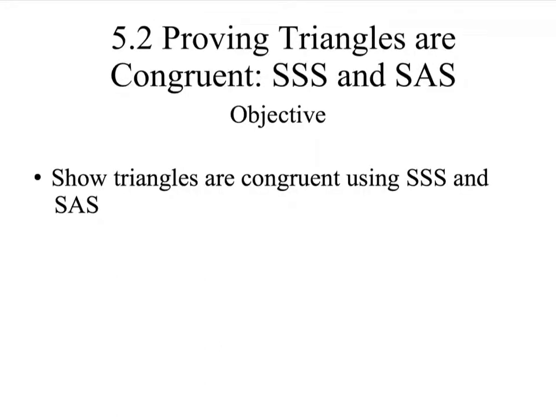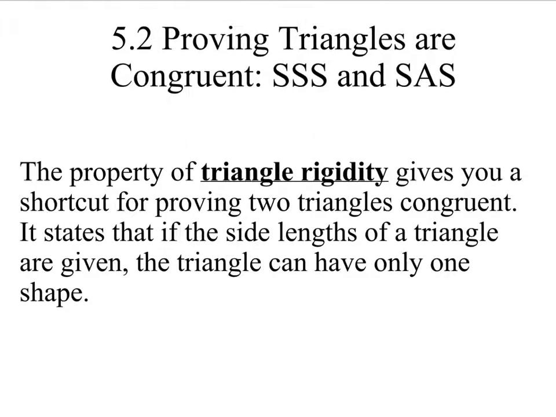We're going to be showing triangles are congruent using the SSS and SAS theorems. You do not have to write this down: the property of triangle rigidity gives you a shortcut for proving two triangles are congruent. It states that if the side lengths of a triangle are given, the triangle can have only one shape. That is just triangle rigidity. You won't be tested on it, but have an open mind to what that is.